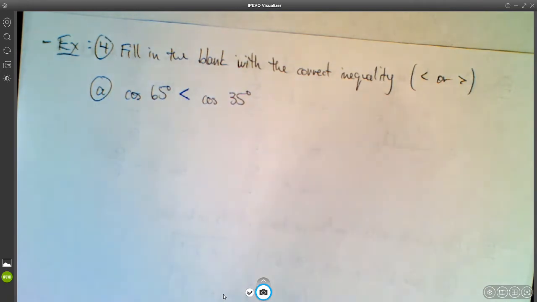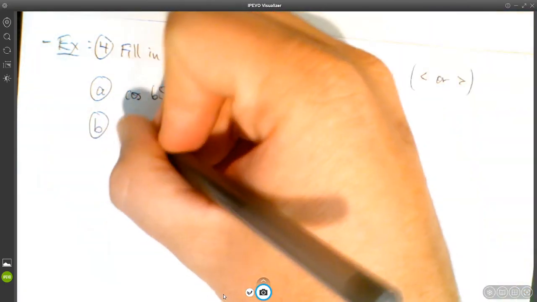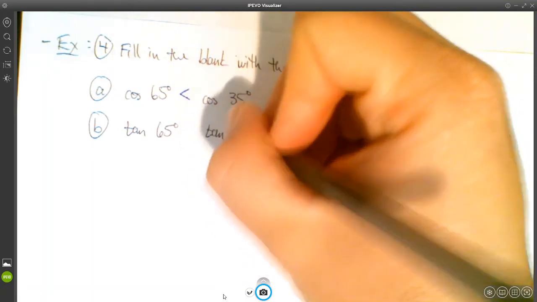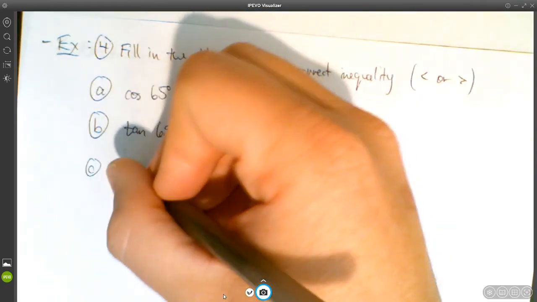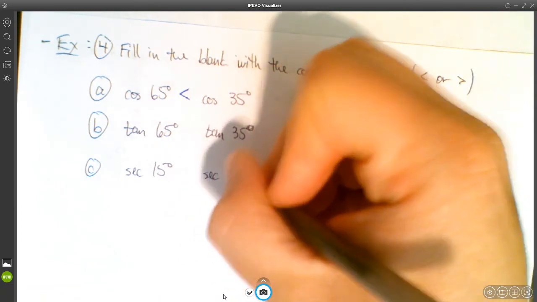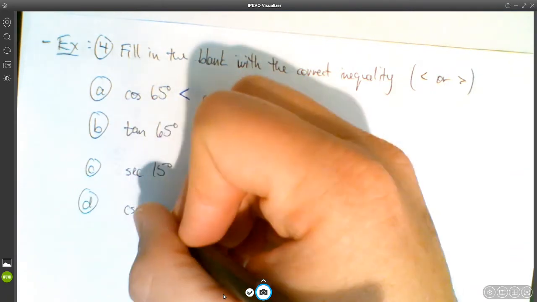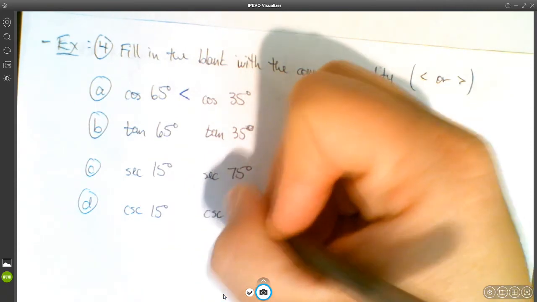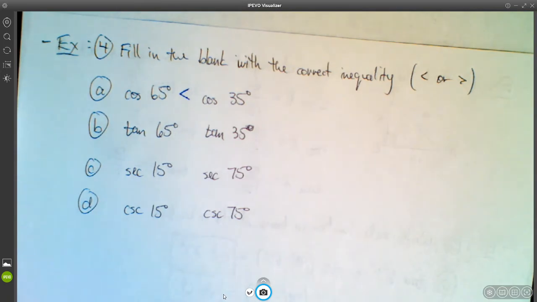I'm going to put a few more of these on the page and let you work them out. Feel free to give the video a pause and fill in the blanks with the correct inequality. Okay, so see if you can fill in those blanks correctly.